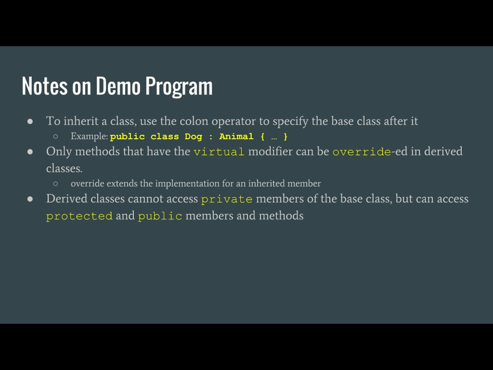So if you ever want to override something, it's better to check whether or not that method in the base class has the virtual modifier. Otherwise, you cannot override it, which means you cannot customize or specialize it for your new derived class. A derived class cannot access private members.